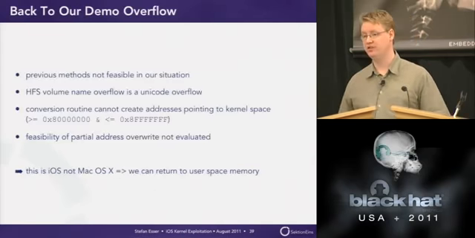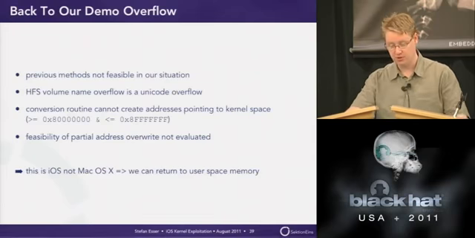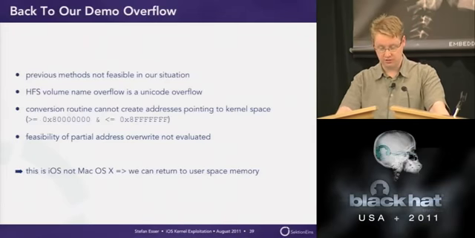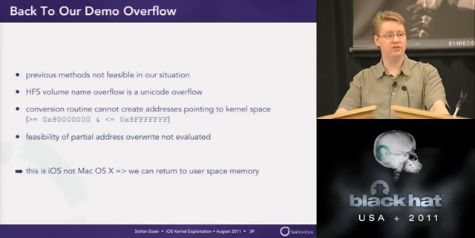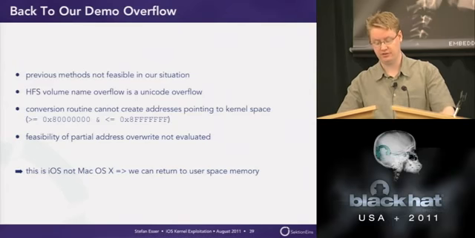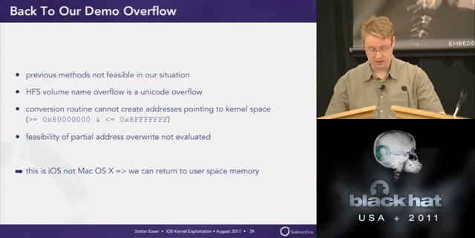The problem here is in our demo bug, we cannot do that because it's a Unicode conversion overflow, and the conversion routine doesn't allow us to write addresses in the kernel code space. So we cannot just return there. So we need something else. I also thought about a partial address overwrite, which would be possible here. But you would still be very limited, and it's very unlikely that you can do something with it.